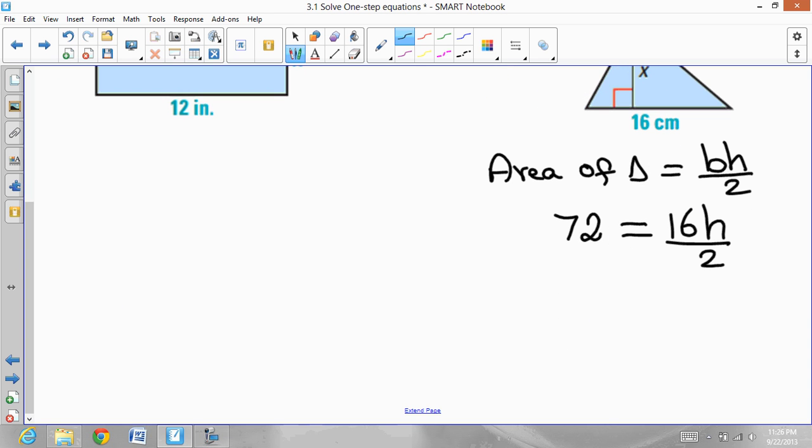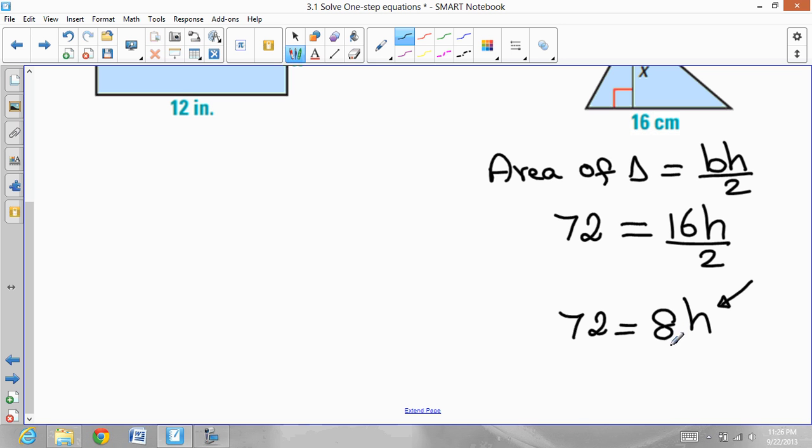Now look on the left side, 72. 16 divided by 2. 16 on the top, 2 on the bottom. 16 divided by 2 gives you 8. So 8h. Now I need to isolate what the height is, which is what they are asking you to find. So 8 and h, there is nothing in between. So 8 is multiplying h.